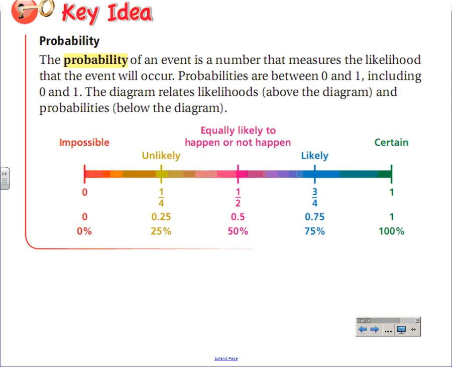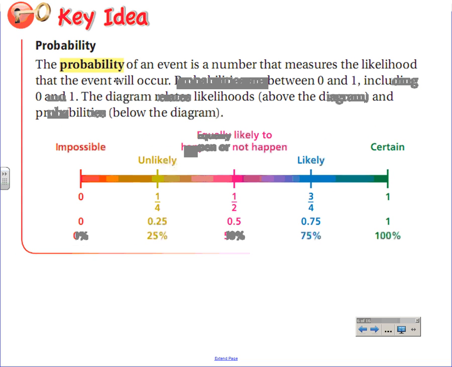So we're going to look at the definition of probability, and you're going to fill this in on your sheet. It says the probability of an event is a number that measures the likelihood that the event will occur. So basically, it's what are the chances of something happening, or what did happen in an experiment. Oftentimes you see probabilities written as fractions.